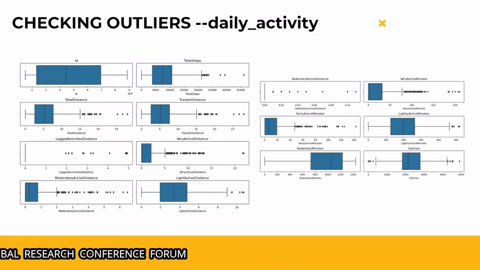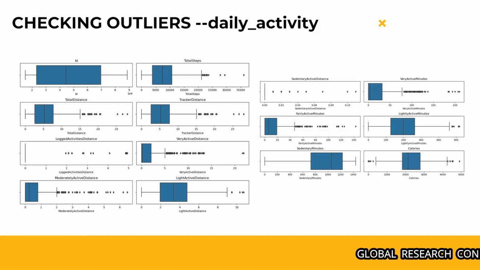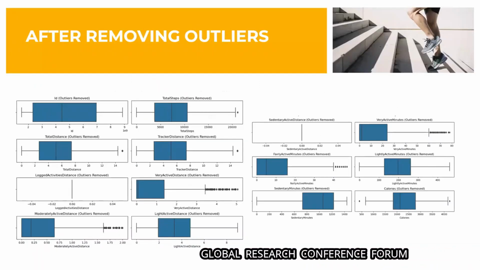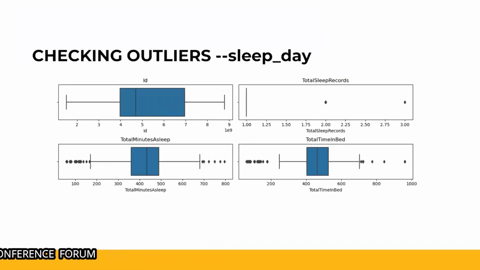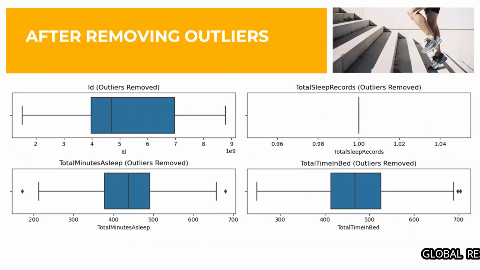I checked the outliers for the daily activities data set, and as we can see, I got many outliers. After removing the outliers, this is my output. I have done the same for the sleep day data set. Similarly, I have removed the outliers for that also.